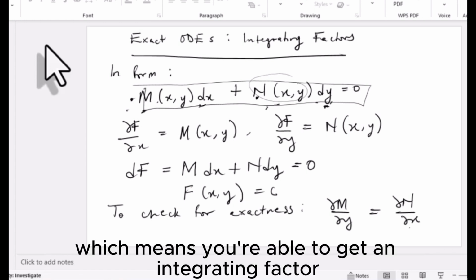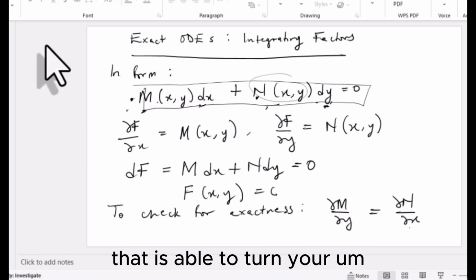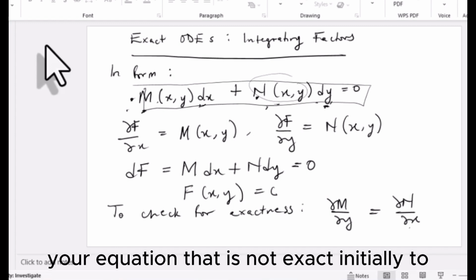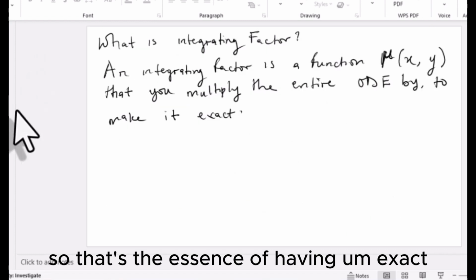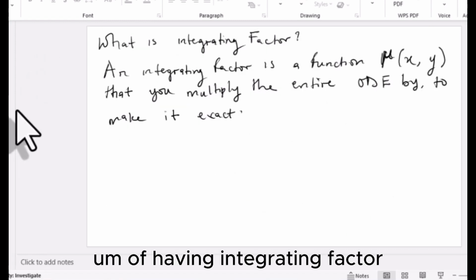Which means you're able to get an integrating factor that is able to turn your equation that is not exact initially into an equation that is now exact. So that's the essence of having an integrating factor.